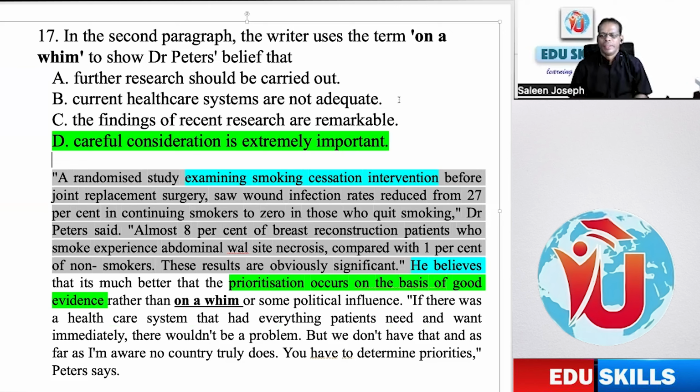Whim means what? She is living according to her whims and fancies. Means what, in Malayalam? According to her wish. Yes, but it is not exactly her wish; it is a sudden desire, a whim. It shouldn't be based on your whim. It should be based on clear evidence, which means careful consideration is extremely important, rather than on a whim or some political influence. That is the opposite of prioritization on the basis of good evidence. Is that clear?